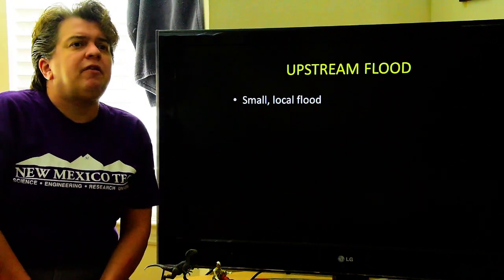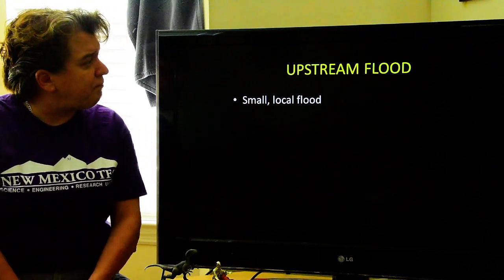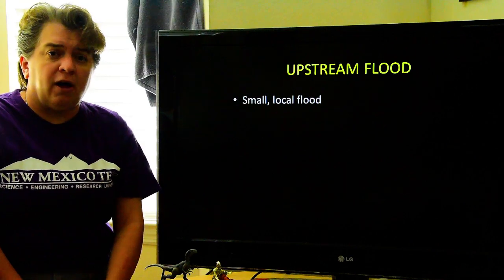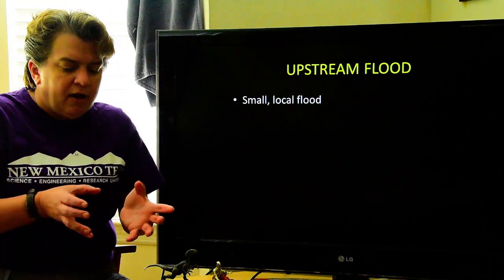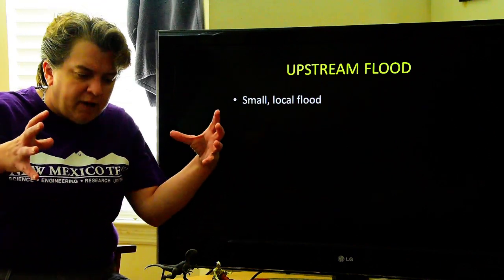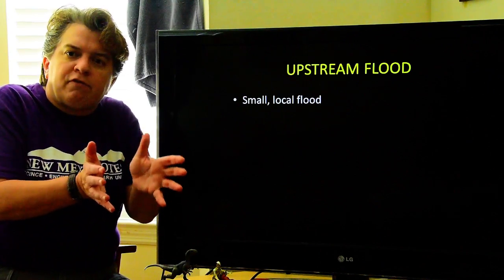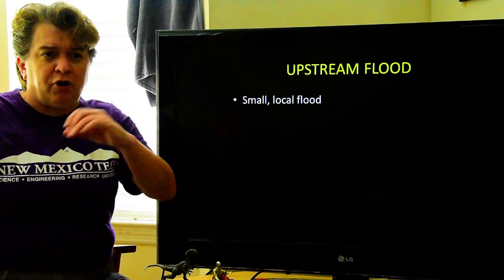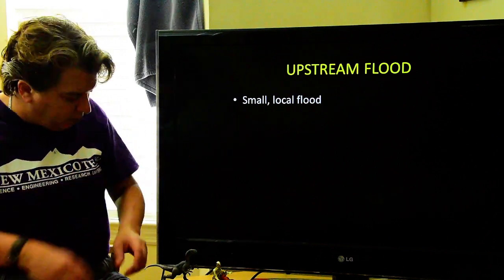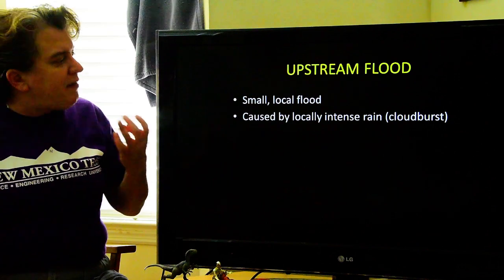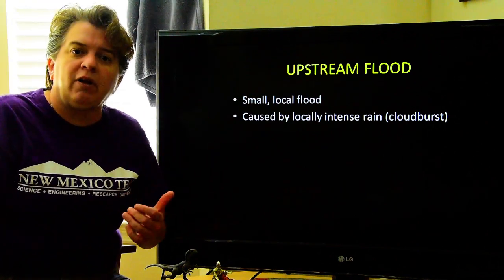And we have a couple of different types of floods that can occur in places. You can have an upstream flood, and these tend to be smaller floods. And what I mean by smaller floods, they only affect a local area of the stream. It's not something where it's like the entire state of Louisiana is flooded. It's not like that. This is going to be this small local flood that occurs. And this is usually caused by locally intense rain, things we call a cloudburst.